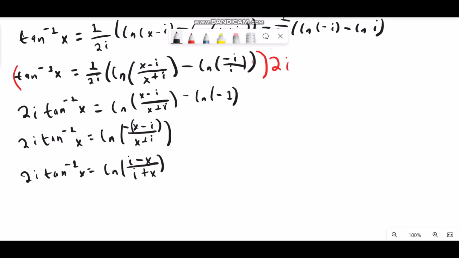Okay, now I'm going to get rid of the natural log. So I'm going to exponentiate both sides. So I'll do e to this power and e to that power. And we'll have e to the 2i inverse tangent of x equals, of course, e and natural log cancel each other out, i minus x over i plus x.